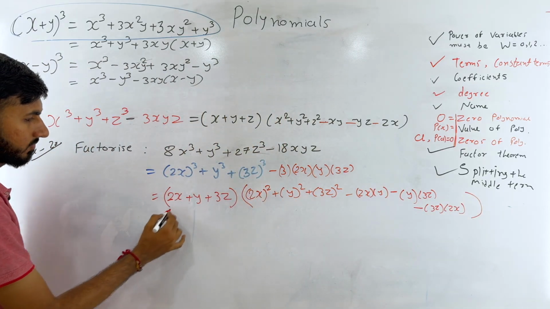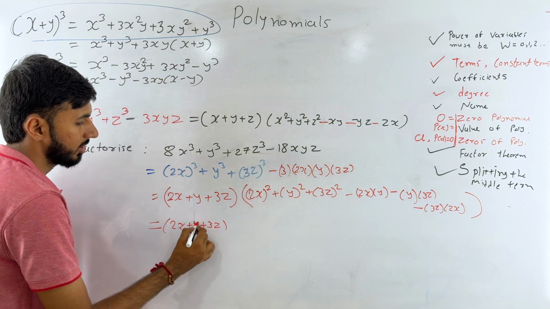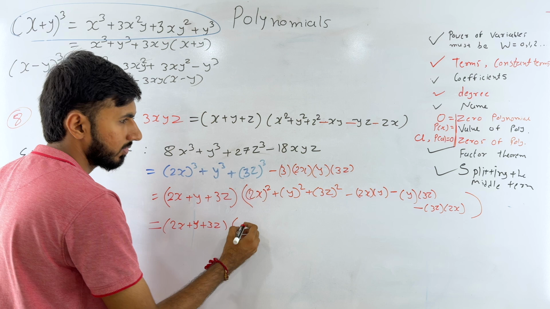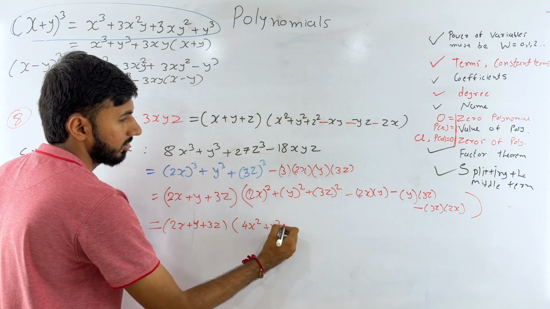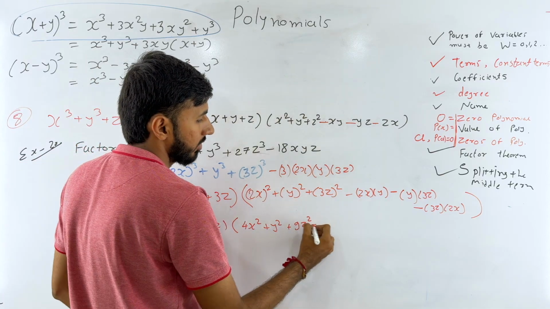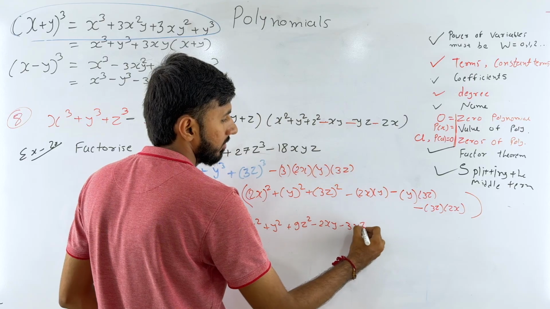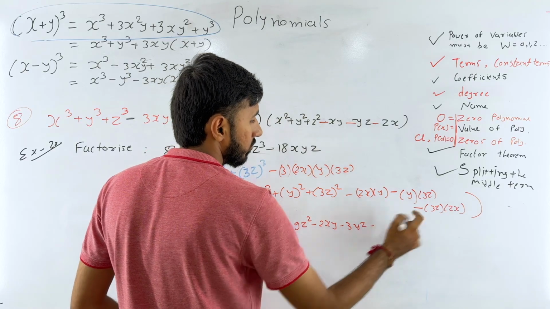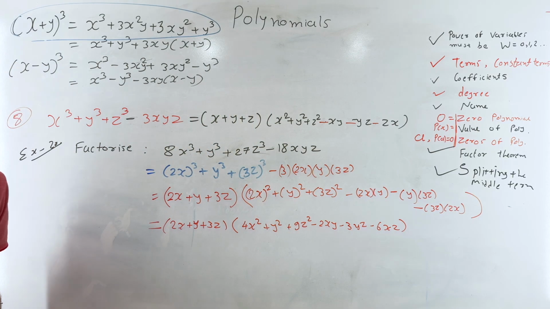Now just simplify it. In the first bracket you have no change, so write it as it is. In the second bracket, (2x) square is 4x square, then plus y square, then 9z square. For this you write minus 2xy, for this minus 3yz, and for the last one 3 times 2 is 6, so minus 6xz. So this will be your answer.